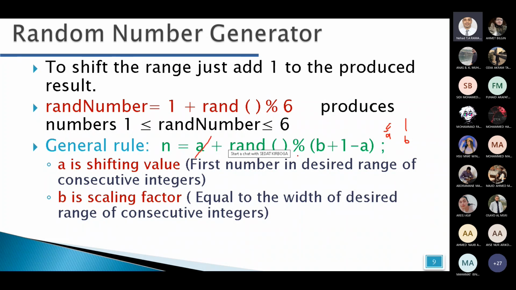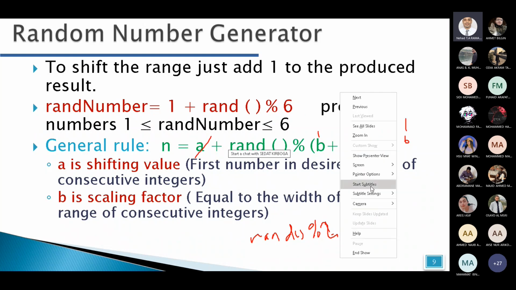So 0, it's gone. Plus 1 minus 0, minus 0, which is A0. This is 1, so it's a plus 2. So it's rand mod 2, sorry, plus 1, this one. Mod 2. This generates 0 to 1.